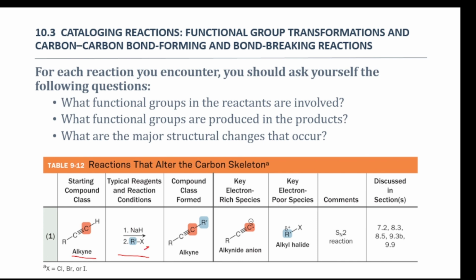X here means we're using some sort of halogen. That's a very common way of saying any halogen we want to use. You don't always have to have the same halogen, because Cl, Br, and I are all good leaving groups. The next part, these are actually the key electron-rich species. Where do we see that, by the way?